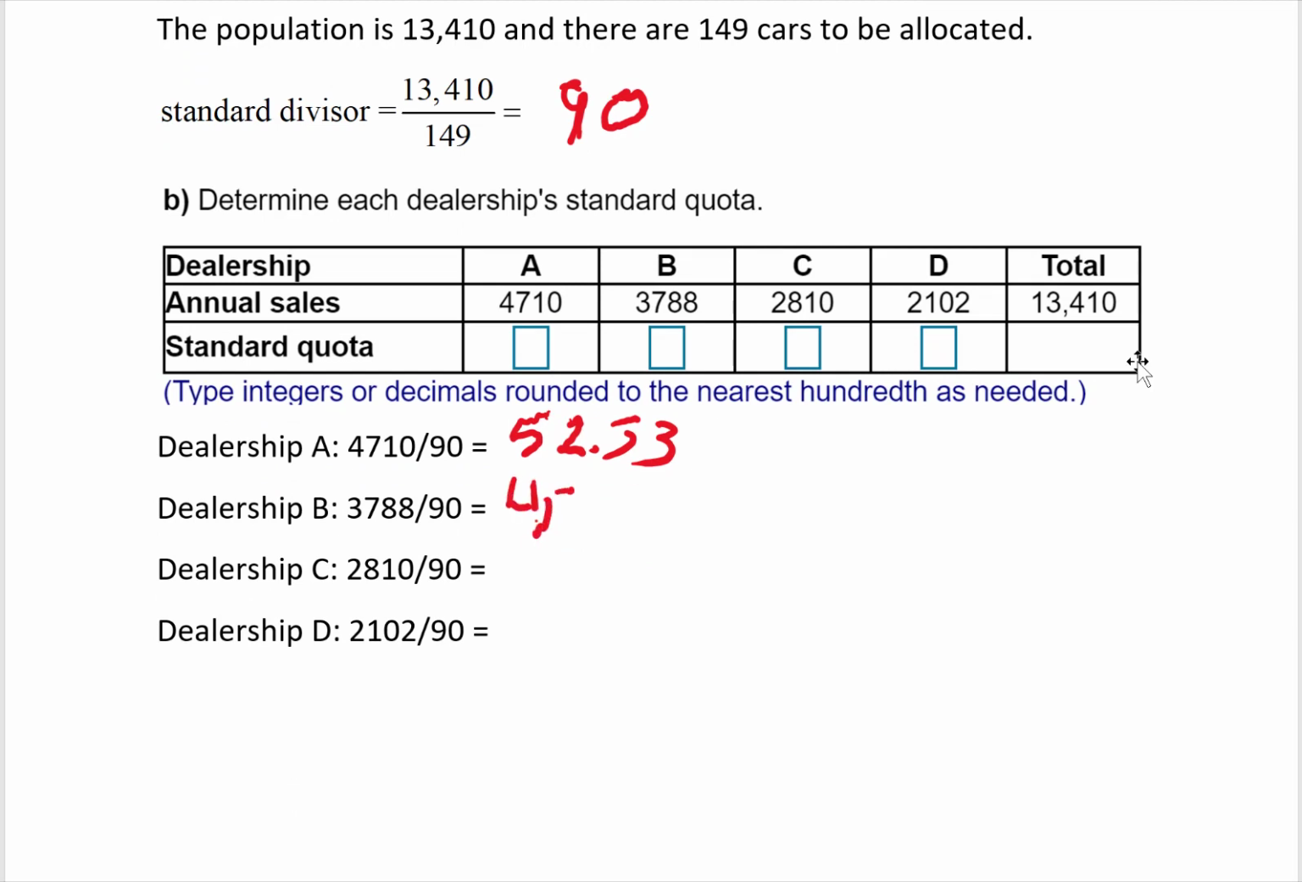This is 4209. And dealership C is 31.22. And dealership D is 23.36.